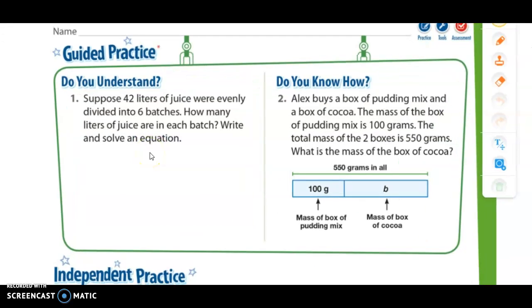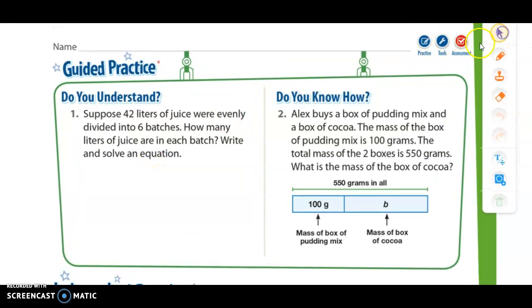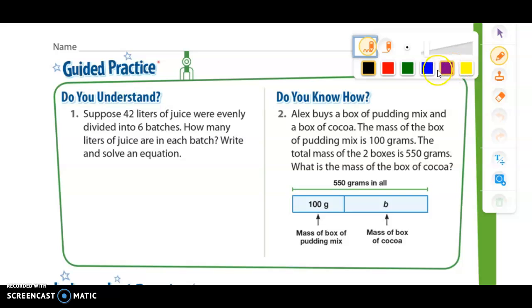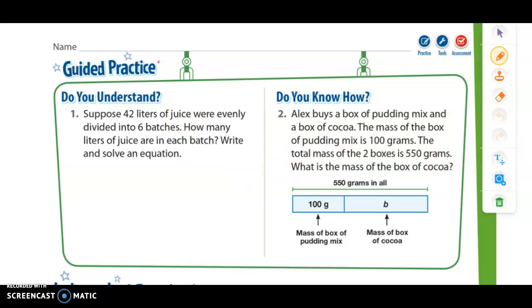Okay. Here on the next page, I'm going to switch colors. Let's get something fun. We haven't had something fun yet. Purple. All right. Suppose 42 liters of juice were evenly divided into 6 batches. How many liters of juice are in each batch? Write and solve an equation.